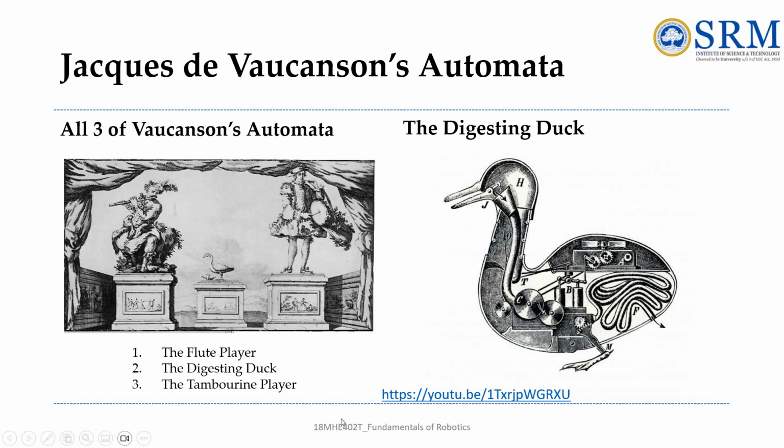And next, third is the tambourine player. Similar to the flute player, this refers to an automaton designed to play the tambourine, that is a musical instrument. You could see here in the picture the flute player, the tambourine player and the digesting duck, all the three. These automata were popular during the 18th and 19th centuries and demonstrated the craftsmanship and creativity of their creators in replicating human-like actions. I'll show you in video.